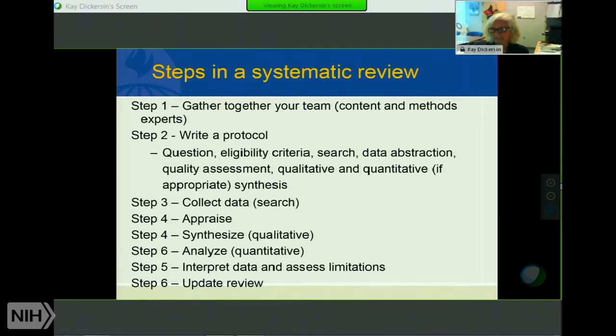Third step is to collect the data, and in a systematic review, this is usually doing a search of the literature and unpublished sources if possible.